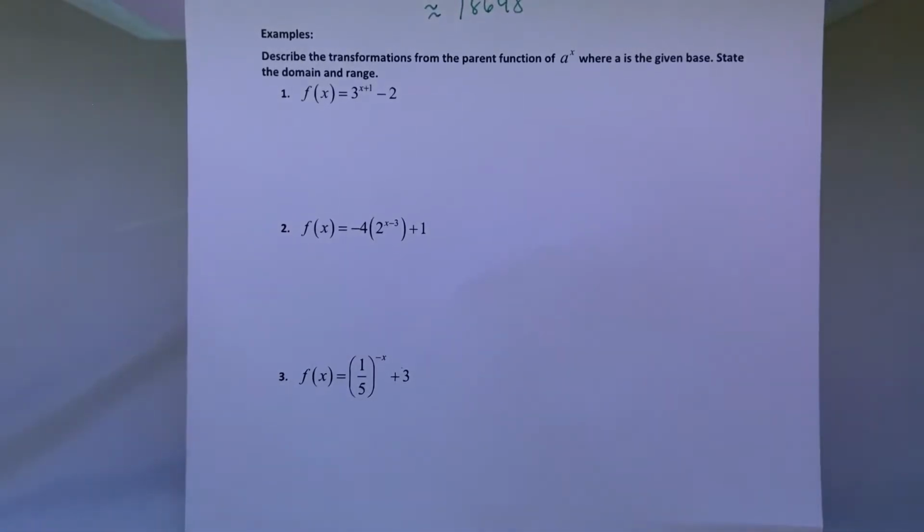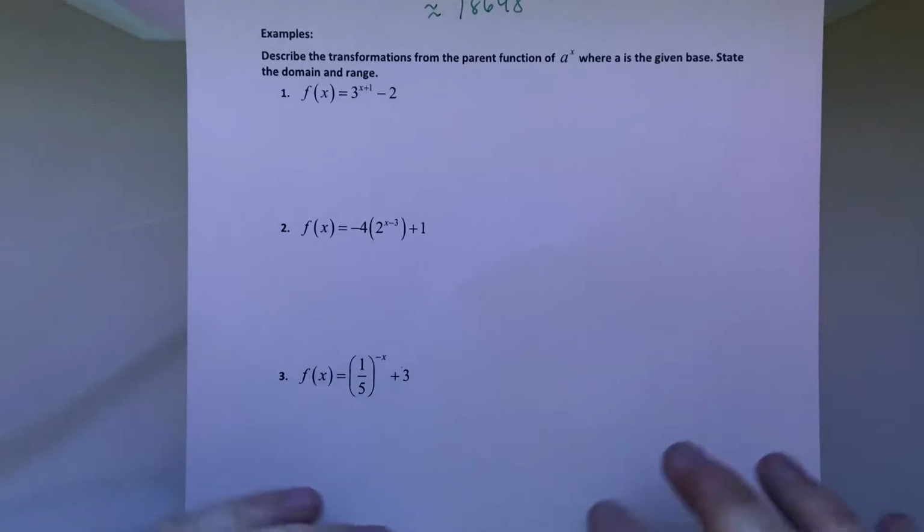Okay guys, one last note before we do 4.3. On 4.2, you may be asked to describe a transformation and state the domain and range. The rules are really similar to your rules for every other kind of function. Numbers in front are vertical stretches. Negatives could be reflections. Numbers added at the very end will be vertical shifts. Numbers added in the exponent in this case will be horizontal shifts.